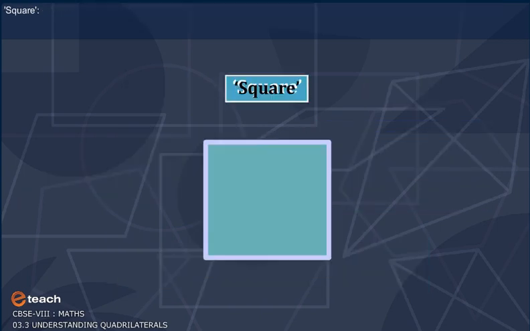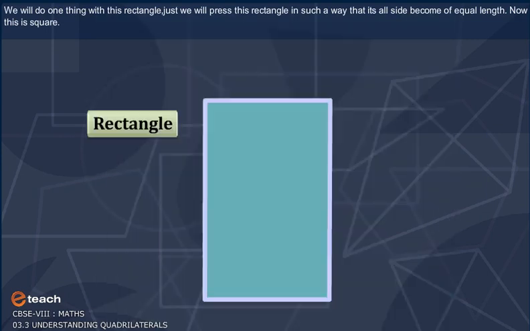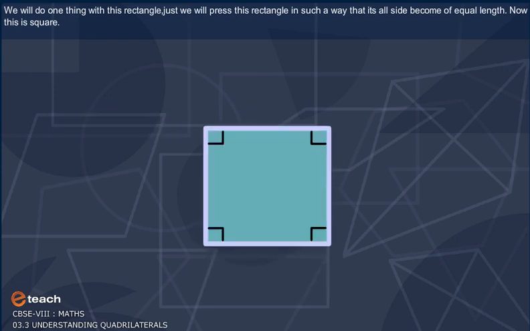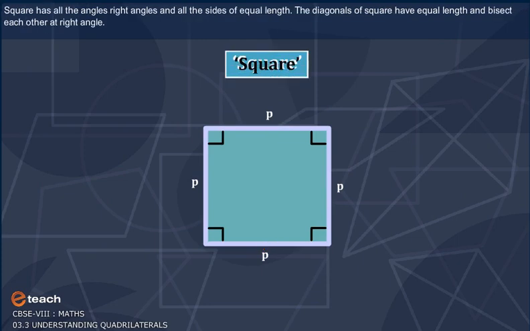Square. We will do one thing with this rectangle. We will press this rectangle in such a way that all its sides become of equal length. Now it is a square. A square has all the angles right-angled and all the sides of equal length. The diagonals of a square have equal length and bisect each other at right angles.